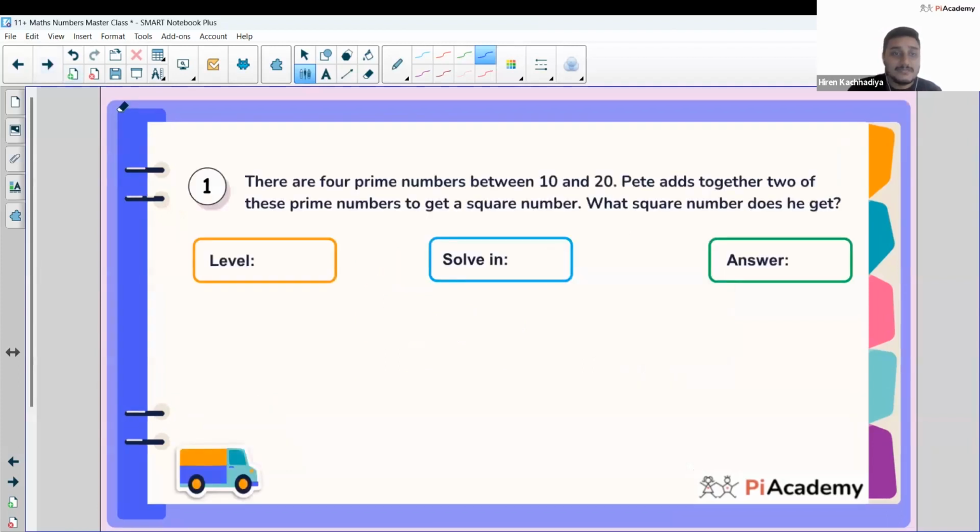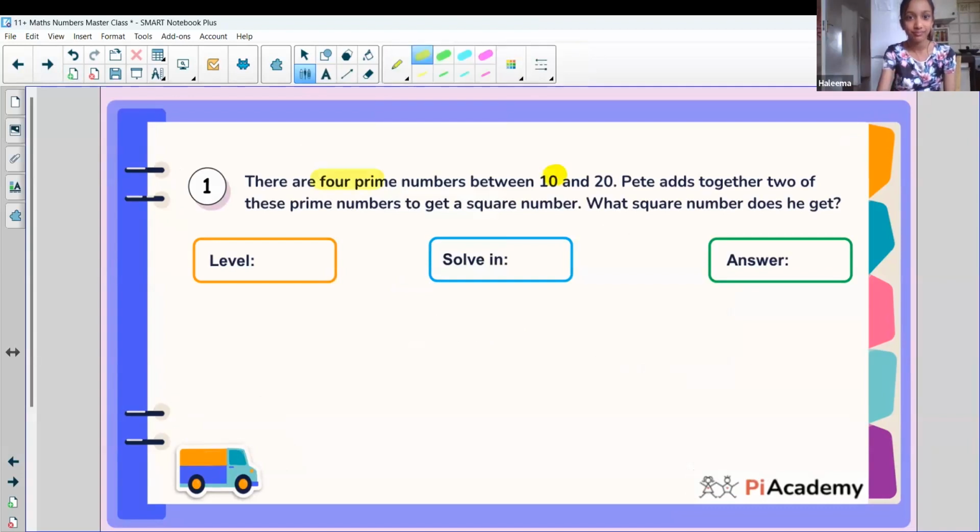Okay. Halima, can you please read this question? Yes, Halima, please read this question. There are 4 prime numbers between 10 and 20. Pete adds together 2 of these prime numbers to get a square number. What square number does he get?